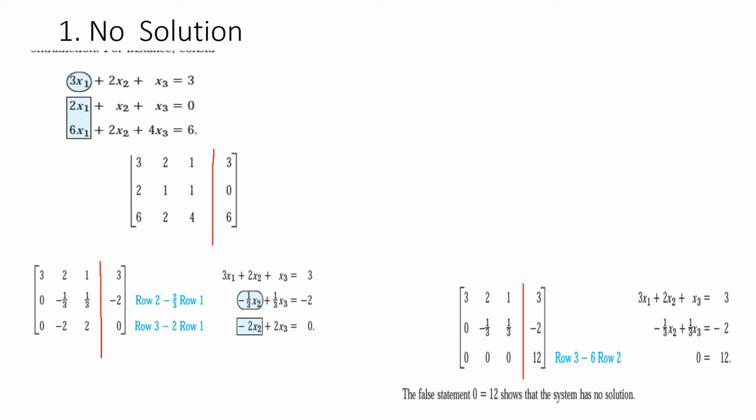Here 0 equal to 12 is a false statement, so we can conclude that this particular system of linear equations does not have any solution. When we perform row transformations, if an entire row becomes 0 with the constant term having a numerical value, that is, 0 is equated to a numerical value, then that type of linear system does not have any solution.